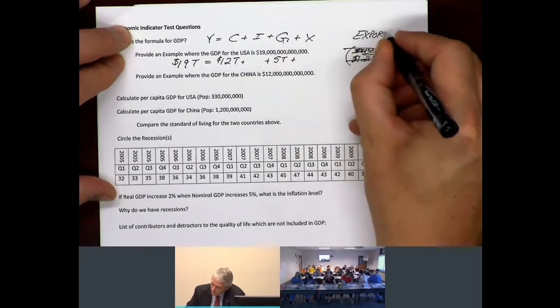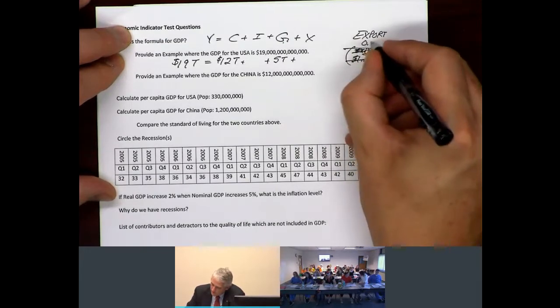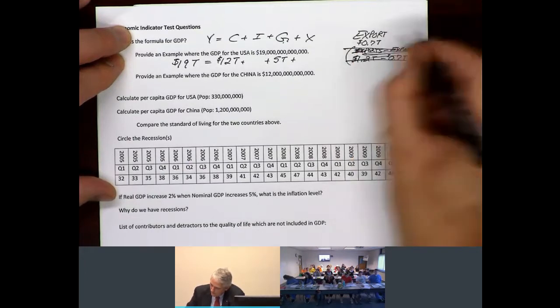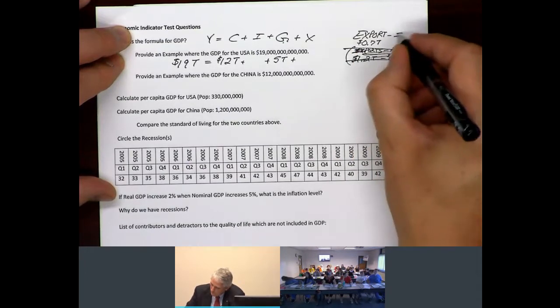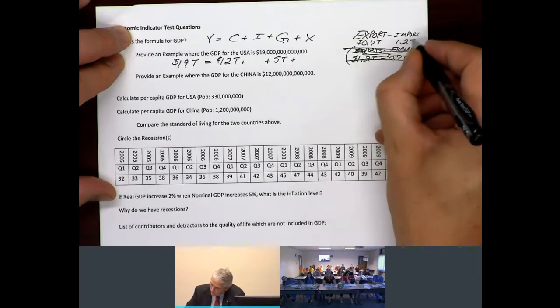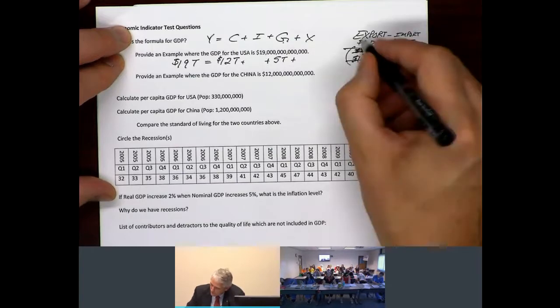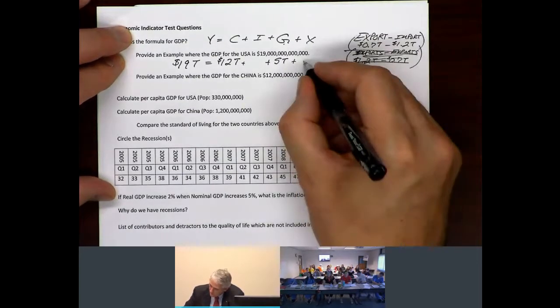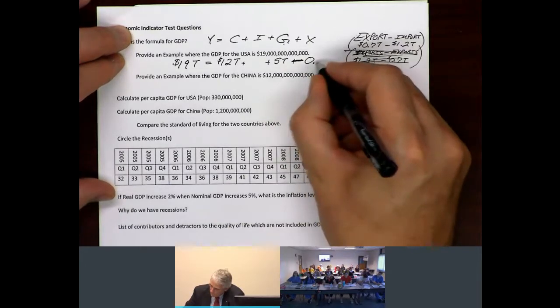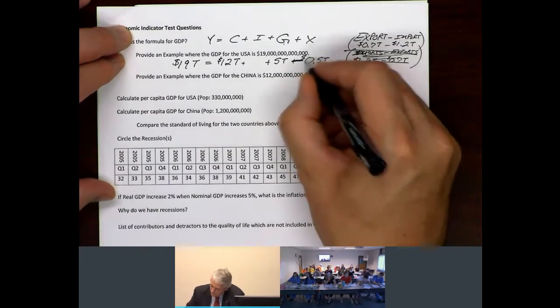What do we export in the United States? It's 0.7 trillion. What do we import from other countries? It's 1.2 trillion. When we subtract those two, we get a negative 0.5 trillion.